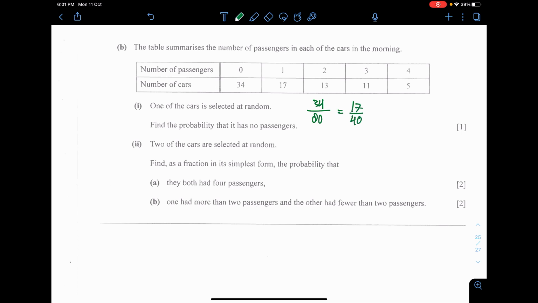2 of the cars are selected at random. Now this one will be very tricky. Pay attention. Find in fraction the probability that both of the cars have 4 passengers. 5 out of 80, multiplied by 4 out of 79. Why is it 4? Because it is 1 less than what you actually had. You already took 1. You cannot take the same one, basically. So the next one should be lesser, 4.